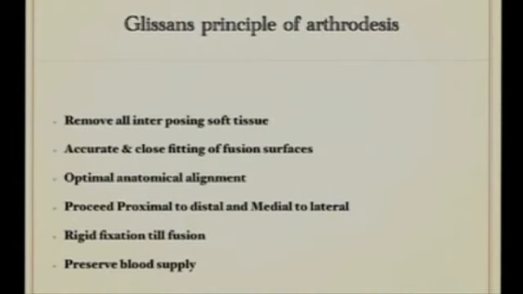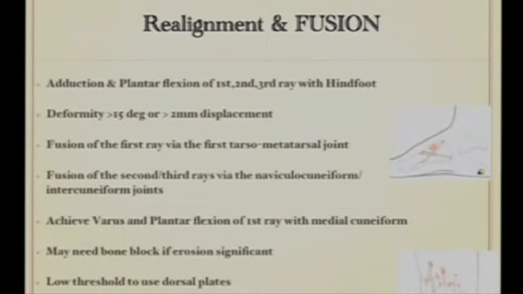And the Glissan principles of arthrodesis: remove all interposing soft tissues, accurate fitting of the fusion surfaces, optimal anatomical alignment. It is extremely important to restore what the foot looked like. Try not to fuse it as it is. Proceed from proximal to distal and medial to lateral, rigid fixation till fusion, and try and preserve as much blood supply as possible. In the realignment, you have to adduct and plantar flex the first, second, and third ray with the hind foot, and correct the deformity if it is more than 15 degrees or more than 2 mm displacement.